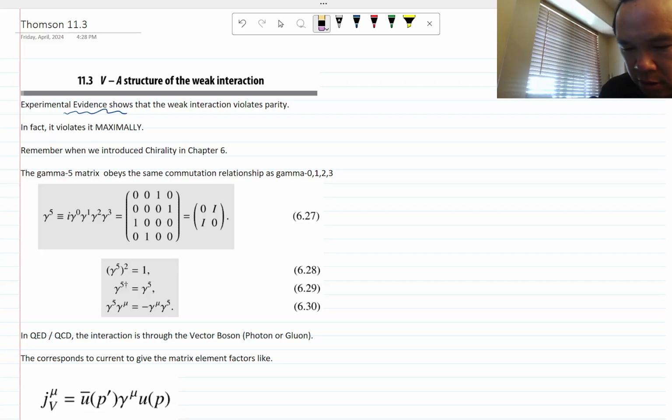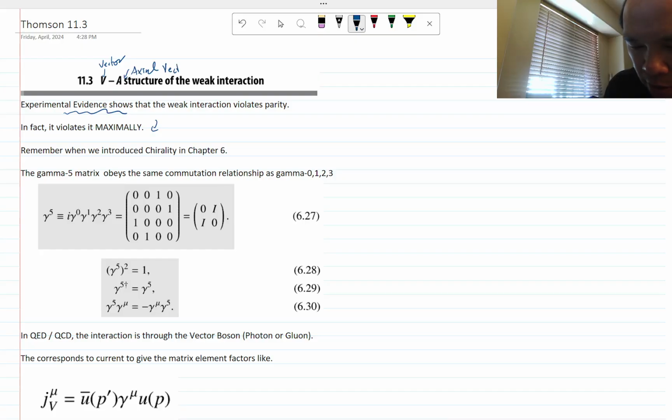In fact, it violates parity maximally, as there's actually no middle ground, it seems. And what we're going to do is use these gamma 5 matrices to represent the axial vector part of the interaction. So this V here means the vector, and the A means axial vector.